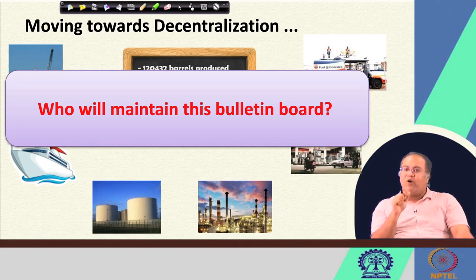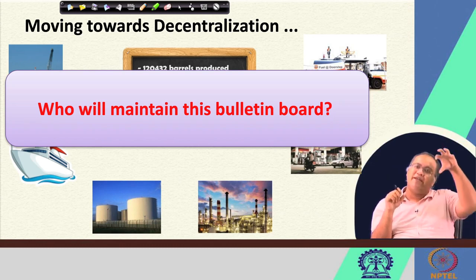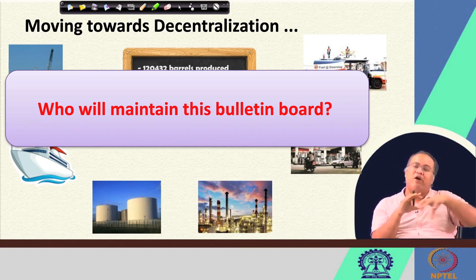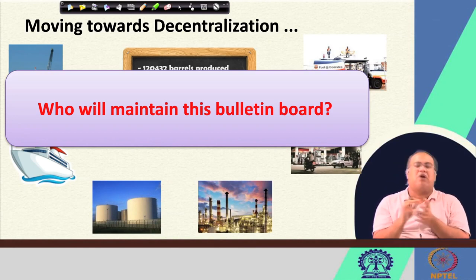But someone has to maintain this board, and as I have mentioned, in my end-to-end supply chain architecture, I do not have any centralized coordinator who is coordinating this entire process. You can argue that the government is going to maintain that, but even if the government maintains it, there happens to be a lot of debate.